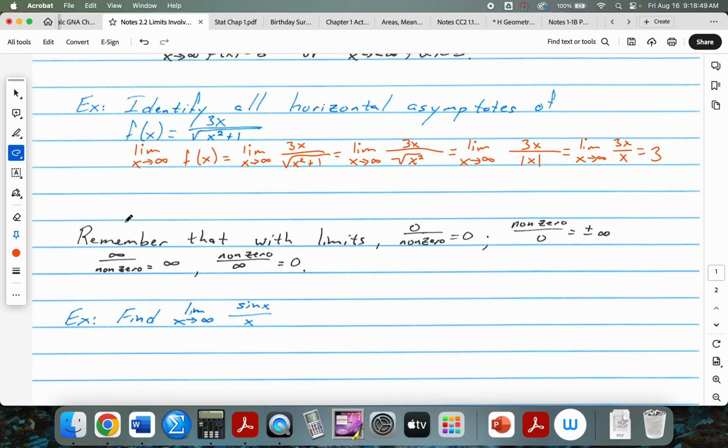Now, let's look at what happens when we go the other way. Let's not spend all our time writing all the steps out. We need to get to this step where it's 3x over the absolute value of x. So the limit as x goes to negative infinity, I didn't write the negative here, sorry, negative infinity of 3x over the absolute value of x.